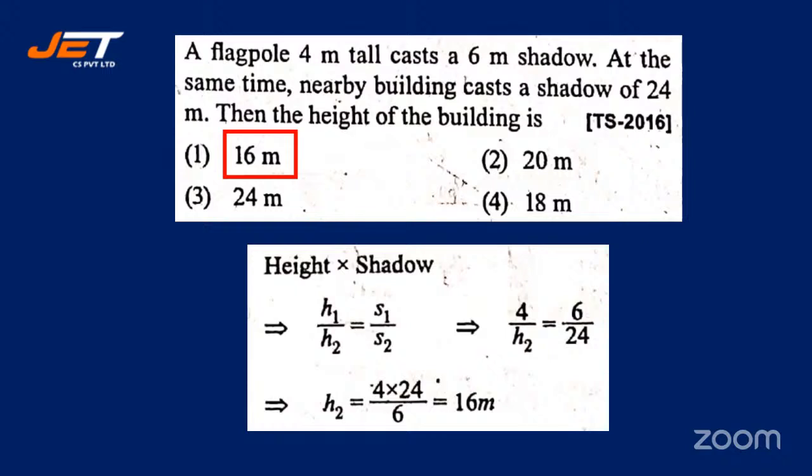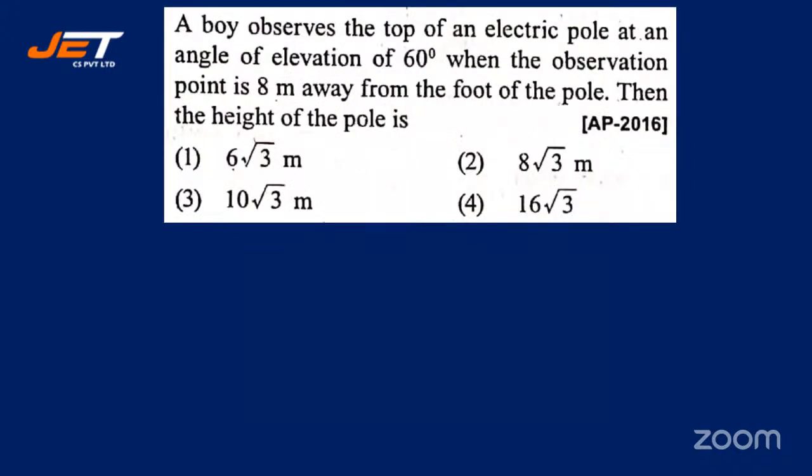Because then the height of the building is dash. So that is H2 and shadow is S1 by S2. So when you cross multiply, you get 4 by H2 is equal to 6 by 24. So 4 into 24 by 6 will give us the value of H2, that is height of the building, which is 16 meters. Yes, Sharanya, you're right. It's 16 meters. Right? All right. See the next question.